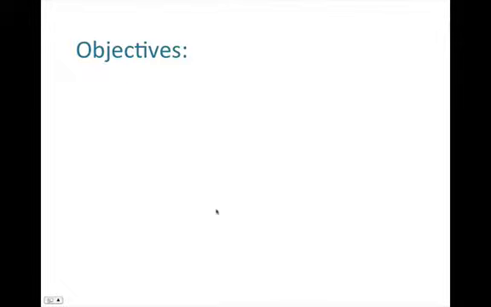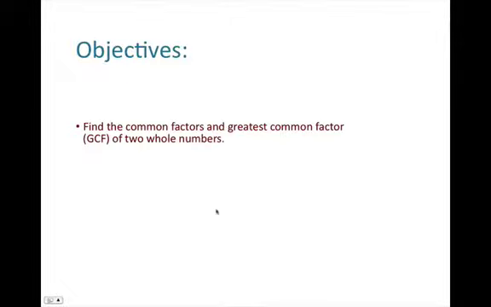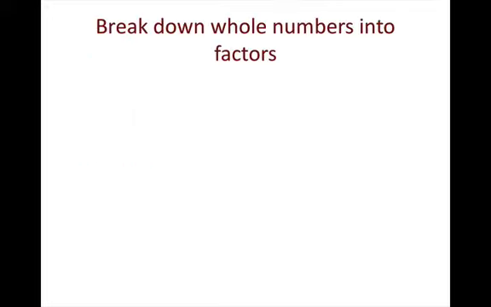Okay, the objective of today's lessons, there are two of them. First, we're going to learn how to find common factors and greatest common factor, that can be abbreviated as GCF, of two whole numbers. And the second thing we're going to do is to identify prime and composite numbers. So, as you can imagine, we're going to break down whole numbers into factors.